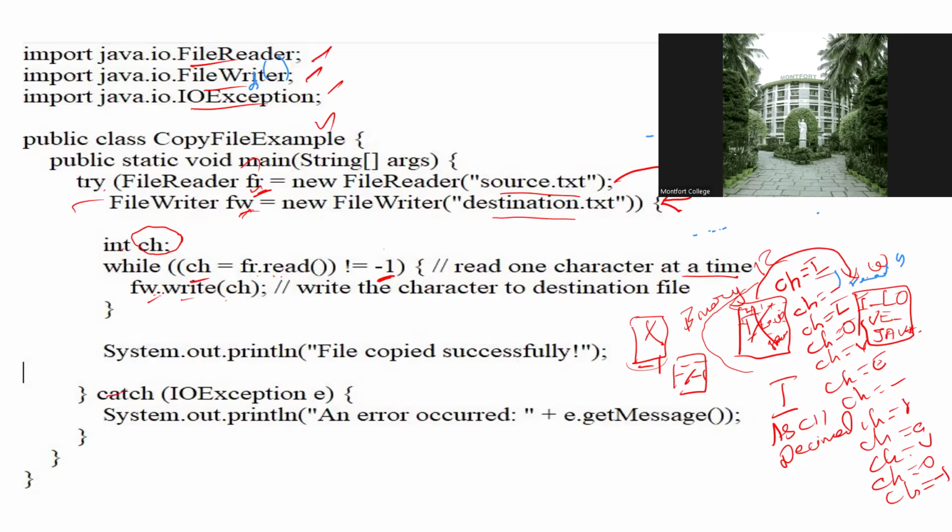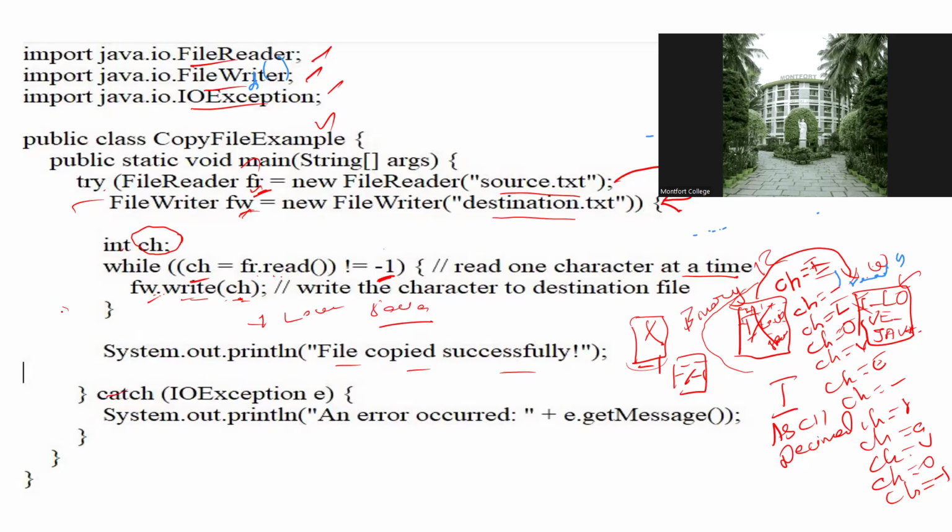So if you give fw.write(ch), then it is going to write one character. First, ch carries what? I will be written. Second, ch will be carrying what? Space will be written here. So one by one it will be written, and the complete 'I love Java' will be transferred to the destination file. Then System.out.println 'File copied successfully', we have to print.